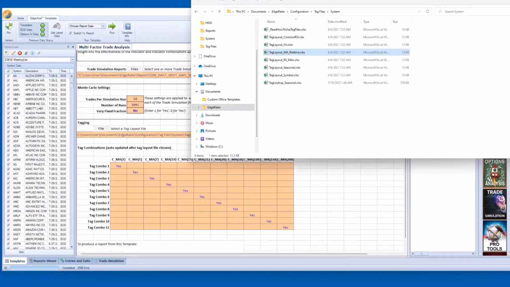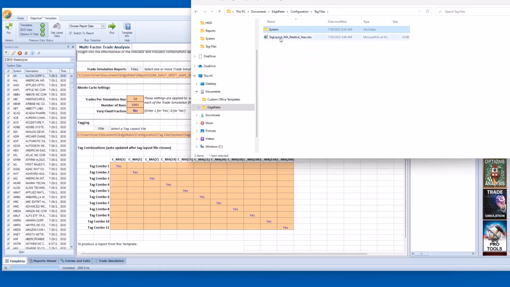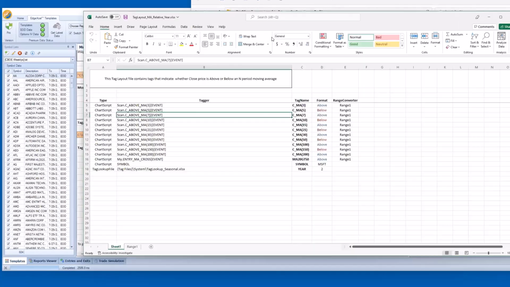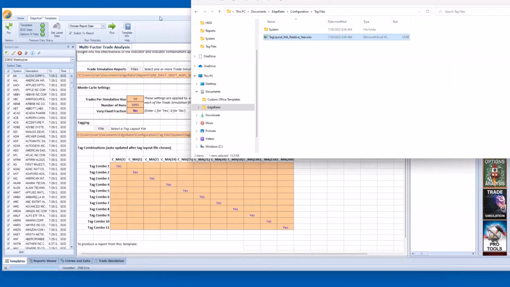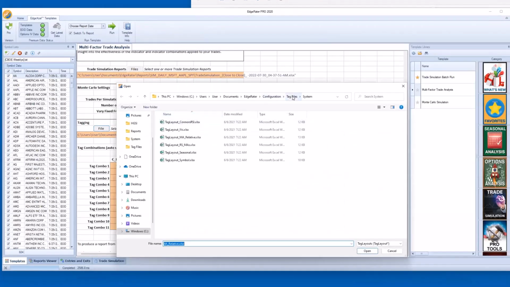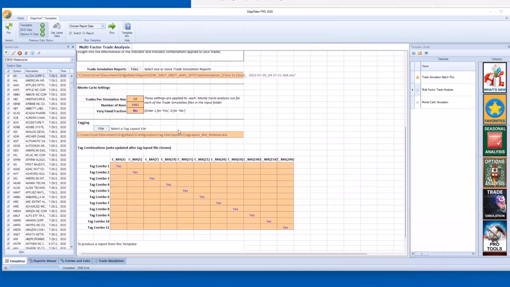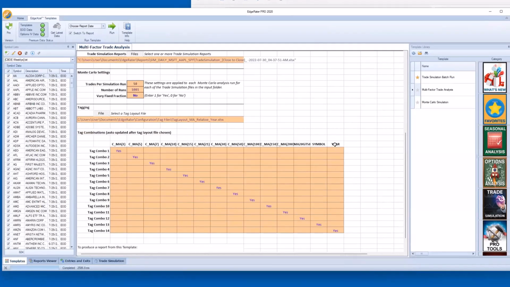But what you can do is copy that, and you'll notice in here there's lots of different tag files where you can choose different kinds of indicators to test. But what you can do is copy that MA relative upper level and add a couple of things. So I've added in here the symbol, the actual symbol. So now I can separate out those results by symbol. And also I've put in here the year, so you can separate it by year as well. Okay, so in here, if I just select that tag file, I'll come down to tag files, choose my one. And now it's added this symbol and year in here.